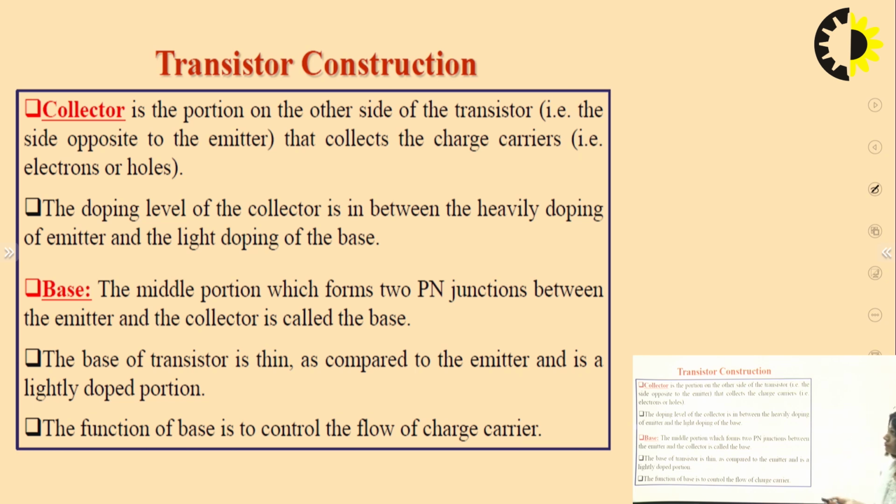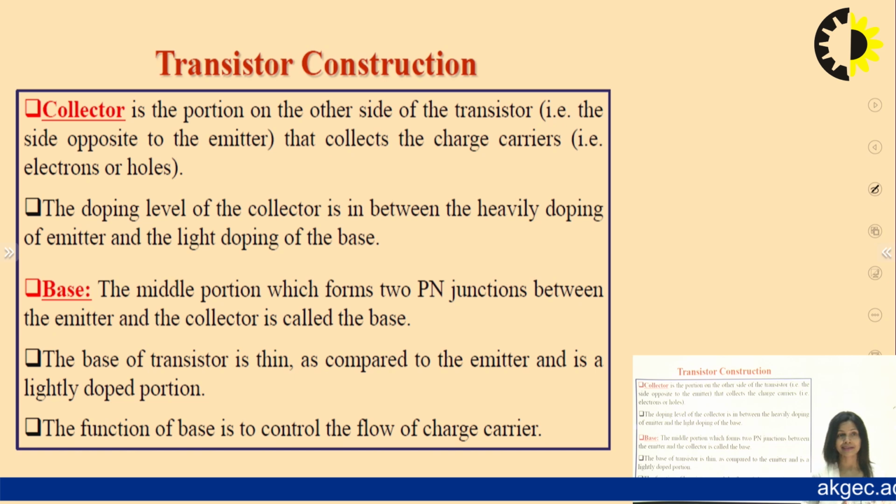The collector is collecting the charge carriers, so it is not heavily doped, but the doping is much less than the emitter doping. But the base is the least doped. The middle portion, which forms two PN junctions between the emitter and the collector, is called the base, and it is a very lightly doped and very thin portion. The collector has the highest width and is moderately doped, and the emitter is heavily doped.